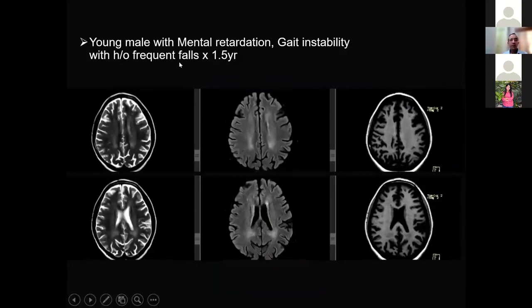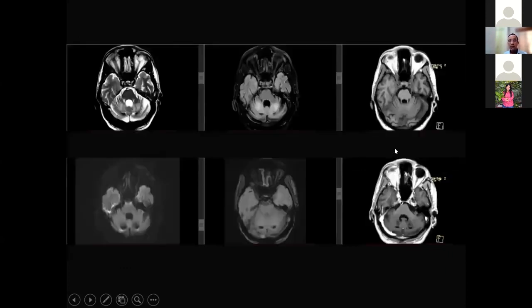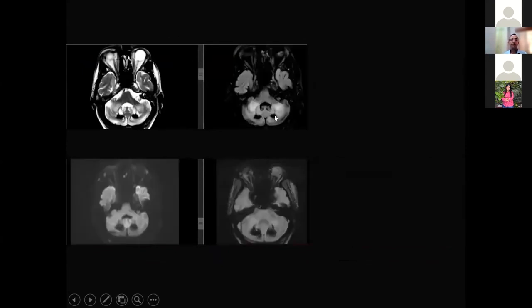Another patient, a young male with mental retardation, gait instability, and history of frequent falls for 1.5 years. The axial T2 and FLAIR images show bilateral symmetrical hyperintensity in the periventricular white matter. These are hypointense on T1 weighted images. SWI images show susceptibility changes along the dentate and the deep cerebellar white matter. In addition, changes are also appreciated in the cerebellar white matter.